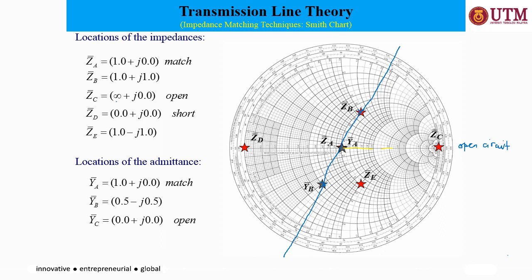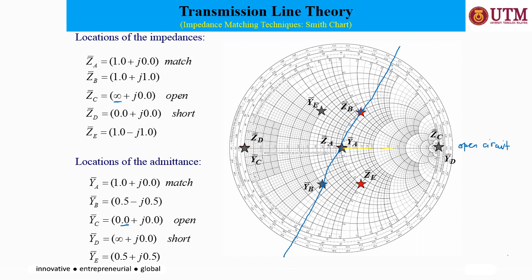it will be in the opposite. If it is open circuit, the load impedance is infinity, but the admittance will be 0. And for short circuit, vice versa, it is the opposite of ZD. Okay, and the other part is YE, which is the opposite of ZE.